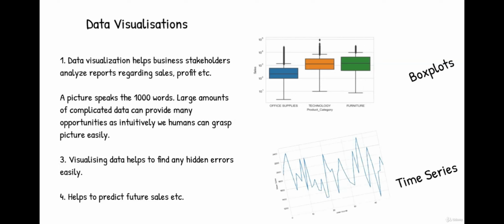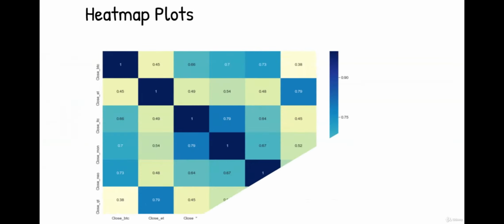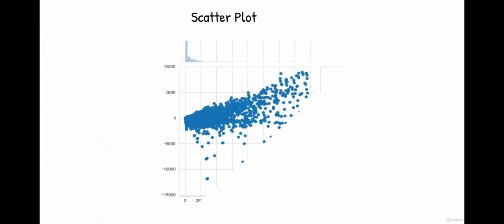Visualizing data helps to find many hidden errors easily, and it helps to predict the future sales, etc. Some of the examples are box plot, time series, bar plot, heat map plot, and scatter plot. So all these plots we are going to study in our upcoming session, and hope to see you there.